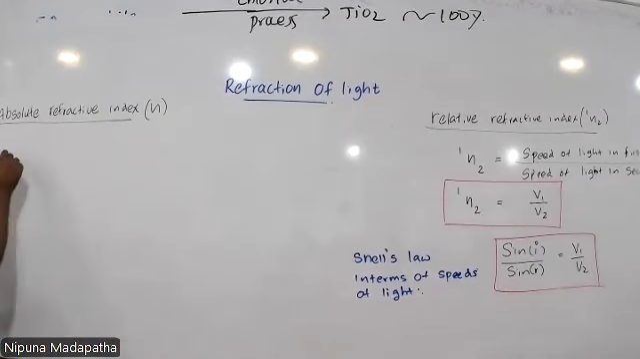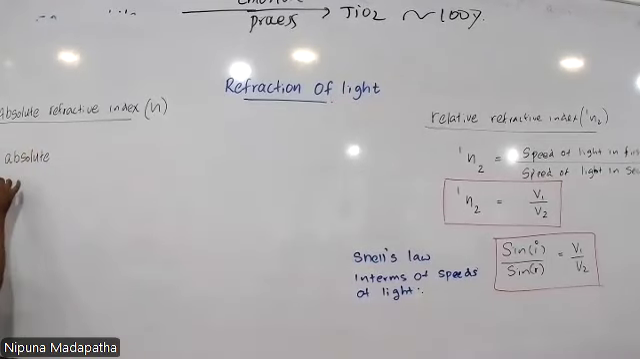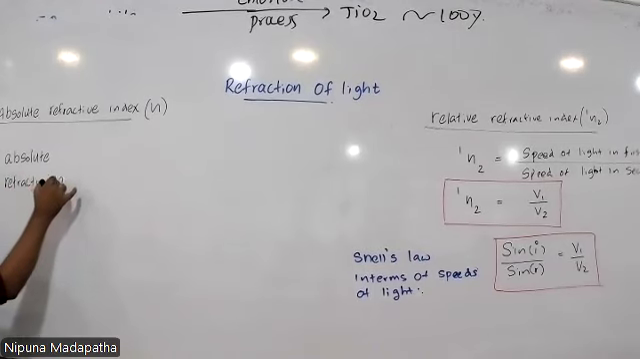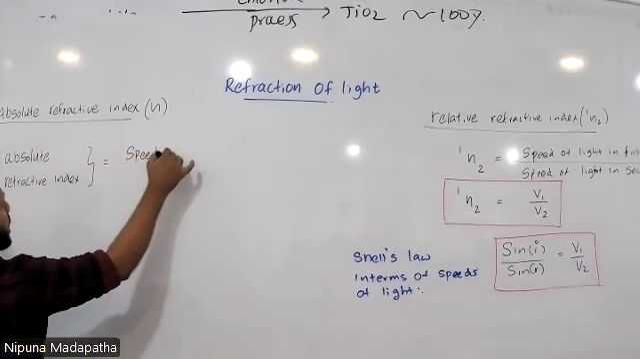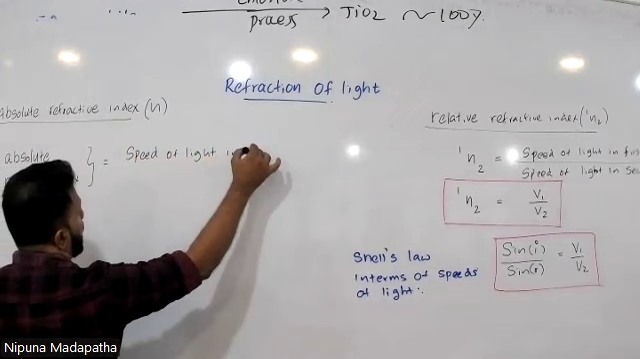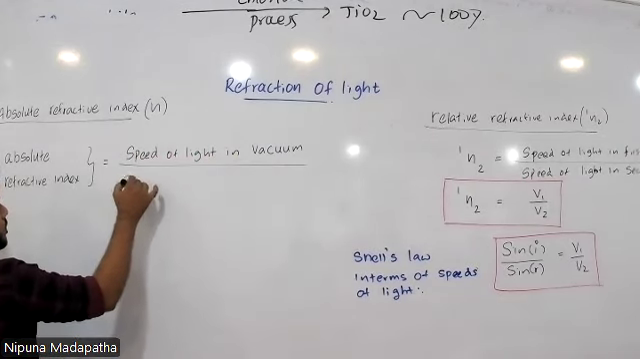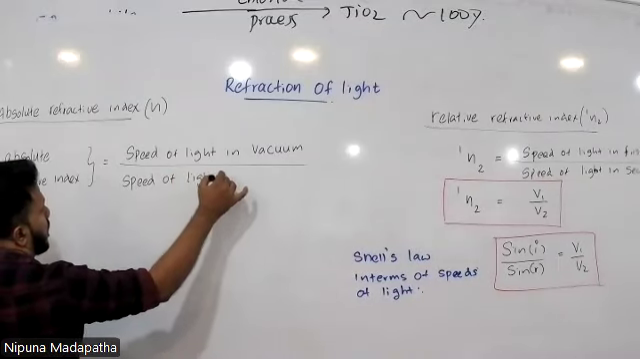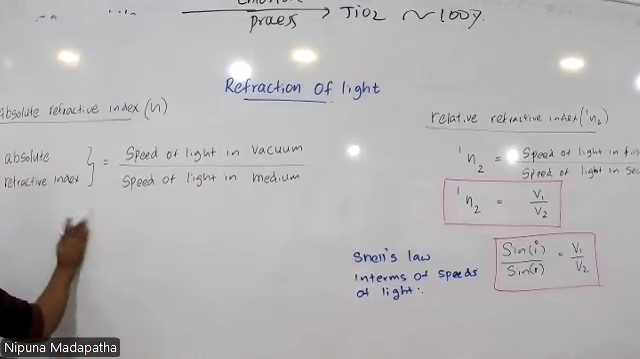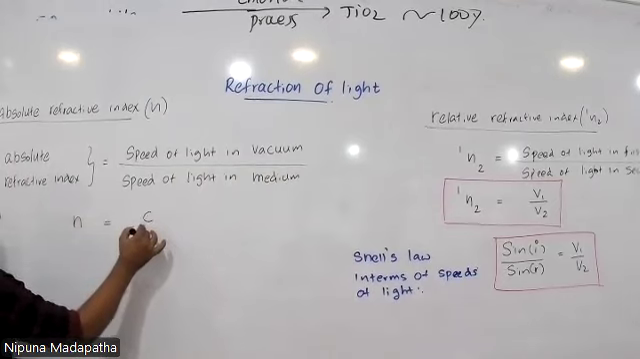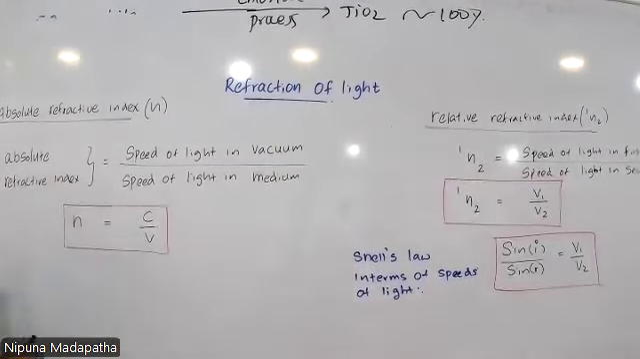Absolute refractive index defined in terms of speeds: speed of light in vacuum divided by speed of light in the medium. So absolute refractive index n equals the speed of light in vacuum, c, over v.